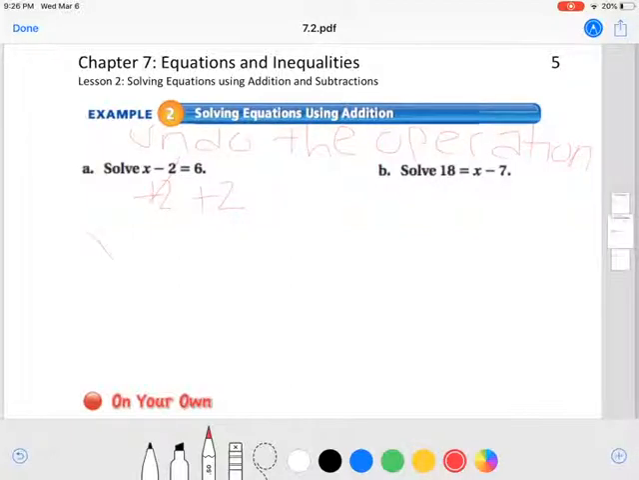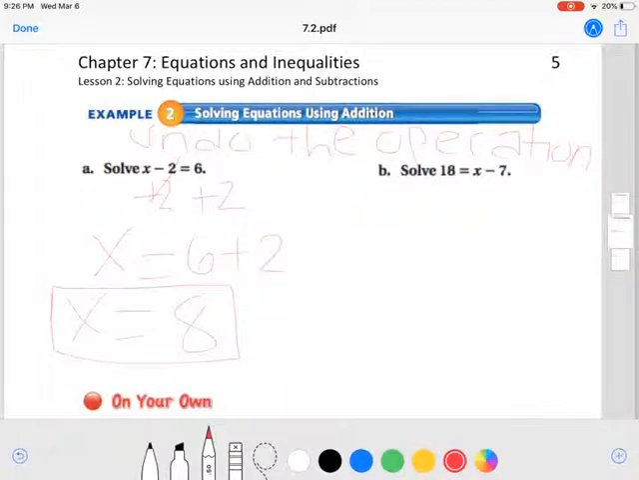So what we're left with here is x equals 6 plus 2. And now we can say that x equals 8. And so our solution here is x equals 8. And if you ever are not feeling confident with your answer, you can always plug your number back into the equation, just like we did on the first example, and see if it's a solution. So for instance, if I were to plug 8 back into this equation, 8 minus 2, that does equal 6. So I can check my work that way.